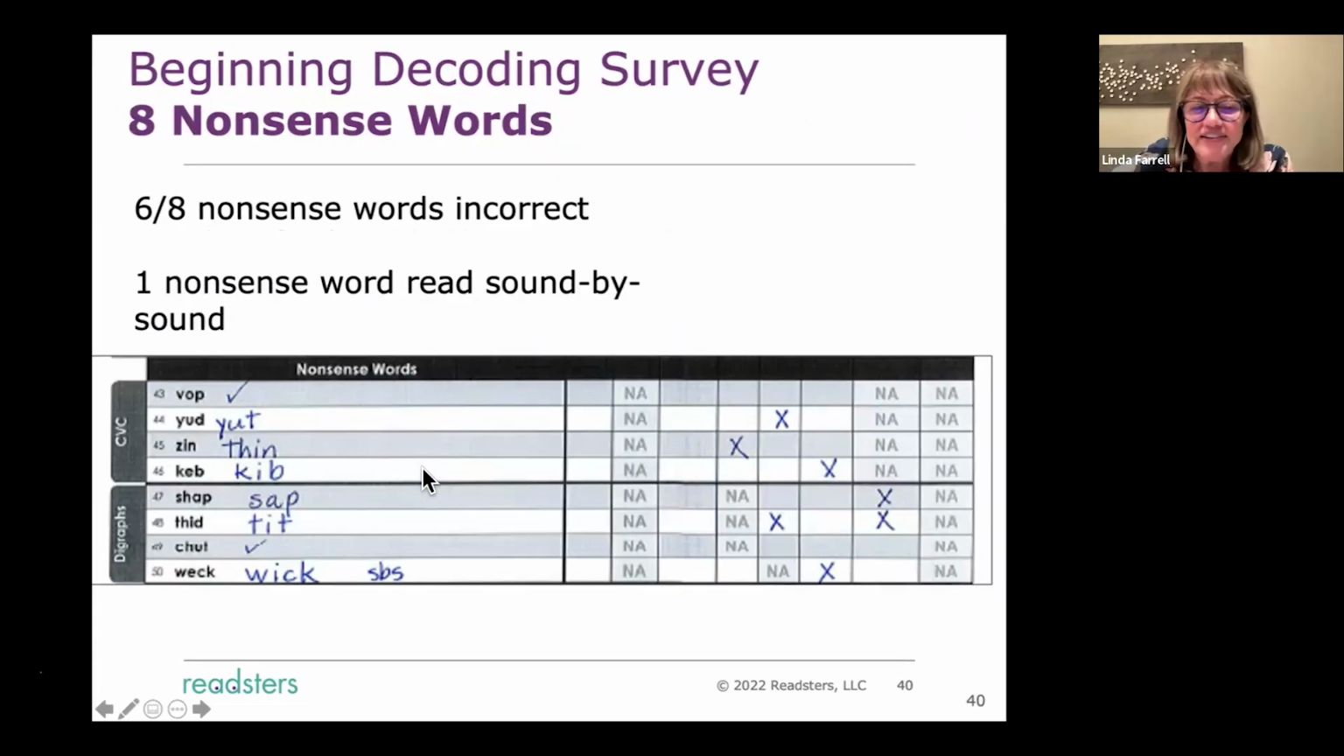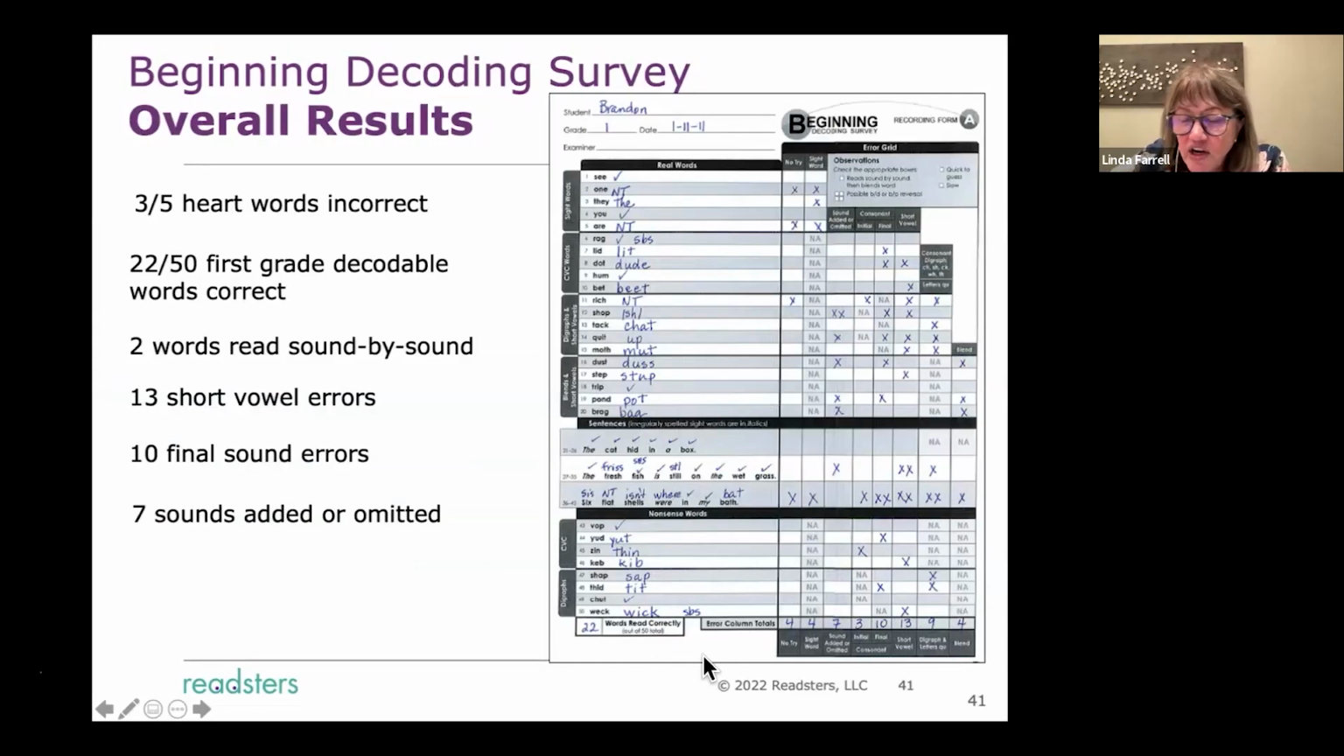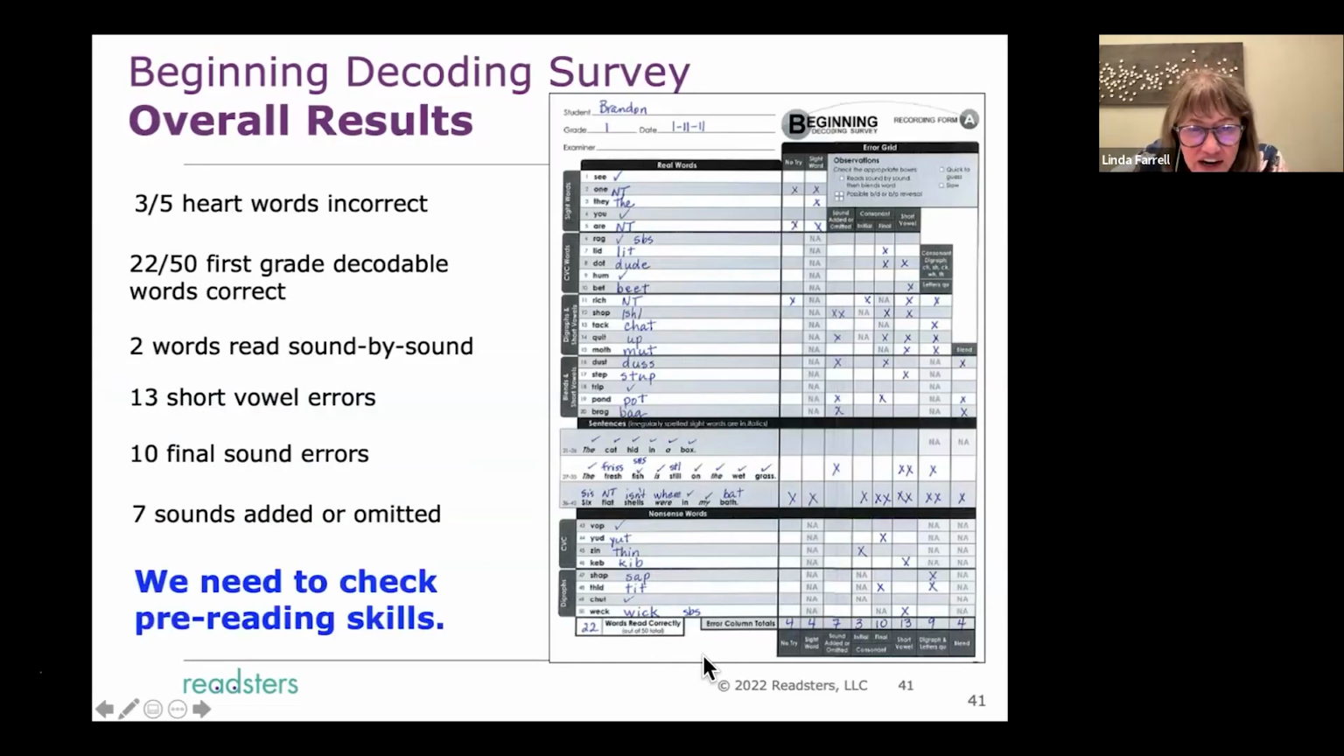And then we had him read nonsense words, and out of 8, he only got 2 right. And 1 he read sound by sound, which is what that means. So clearly his scores that you can see are down here. And he made 13 short vowel errors. He missed a lot. He had a lot of errors.